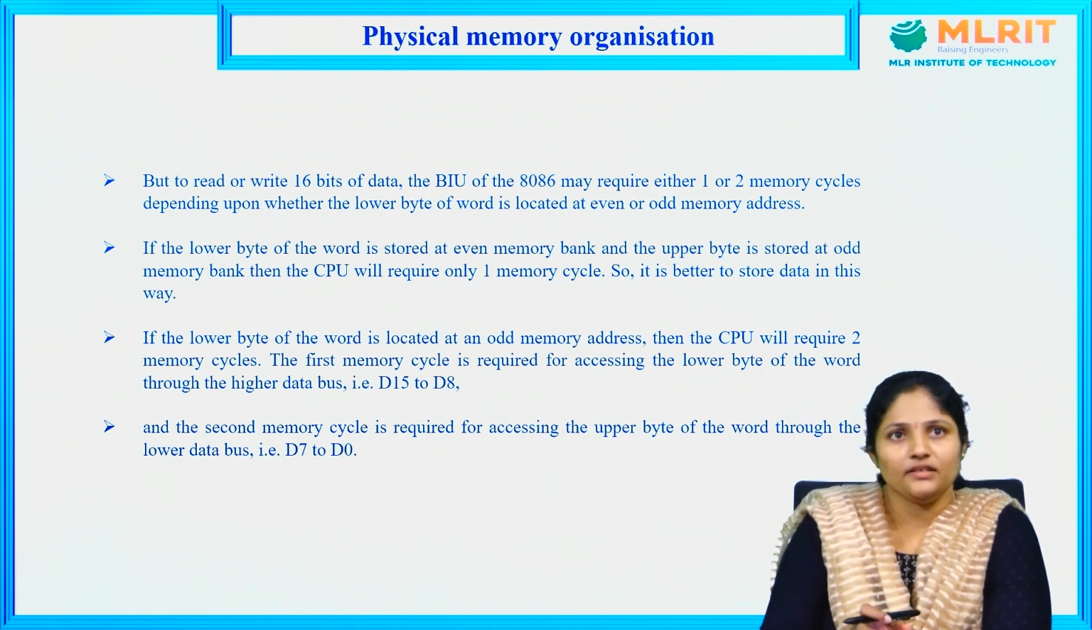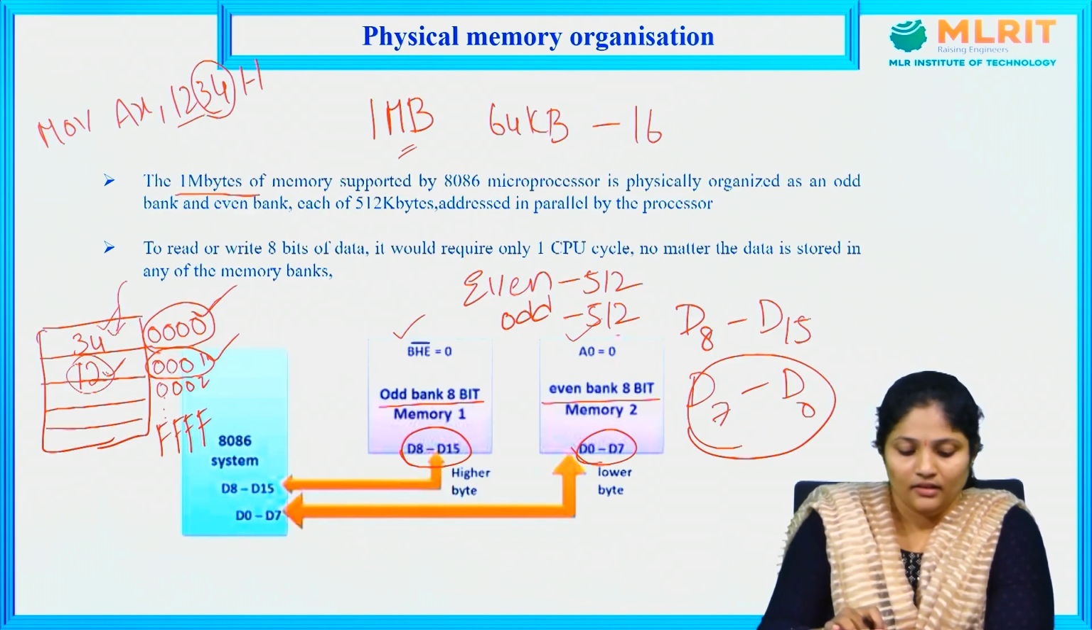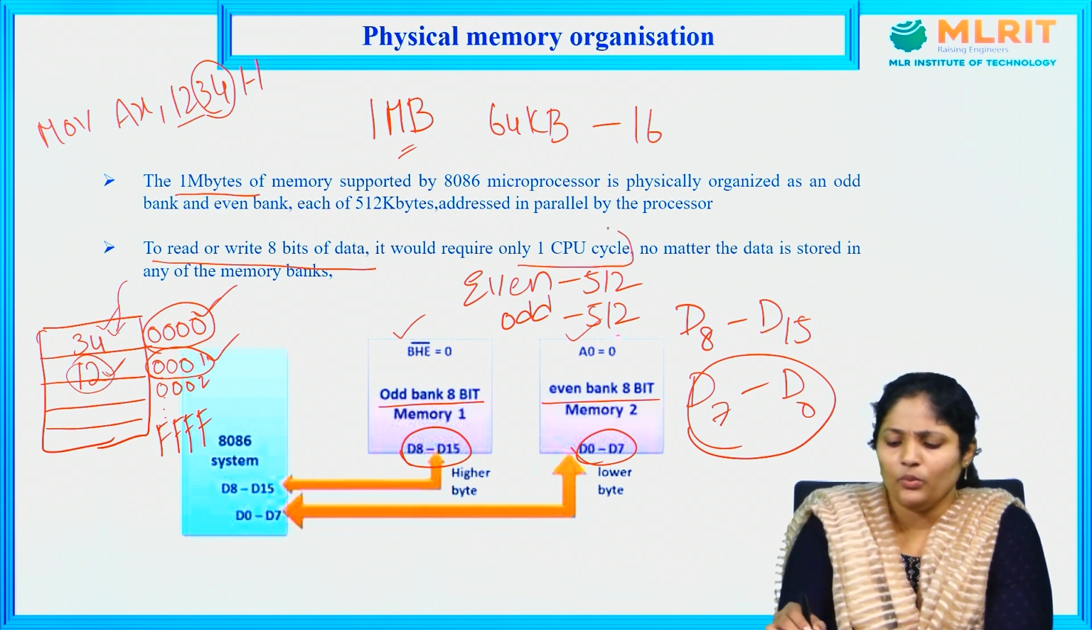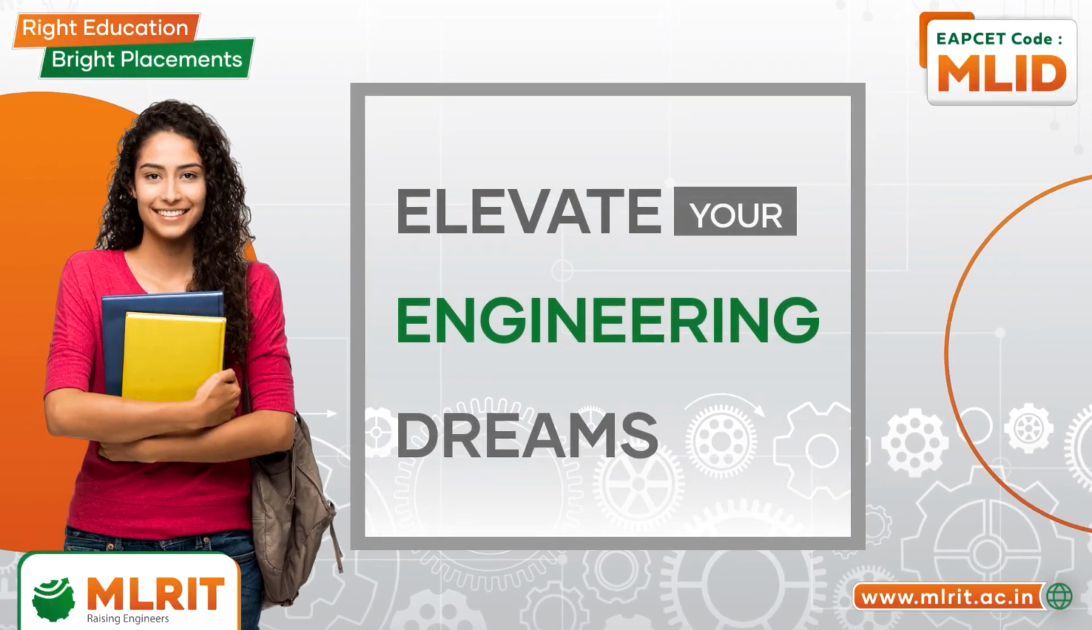To read or write 8 bits of data, the processor requires only one CPU cycle, no matter which memory bank the data is stored in.